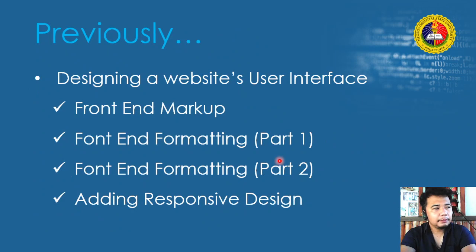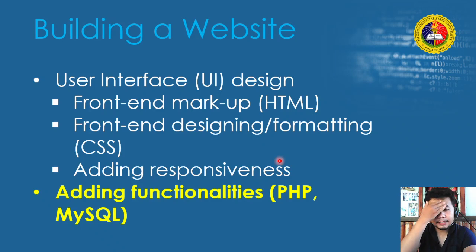Okay, so previously we've learned about designing a website's user interface. We began with front end markup, that is using HTML, and then two parts of front end formatting using CSS. And then we've also added responsive design to our website. So just a recap, this is going to be our process in building a website.